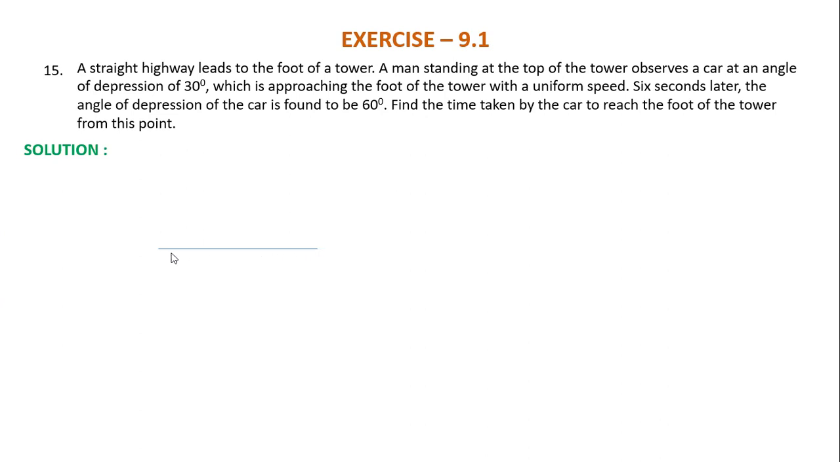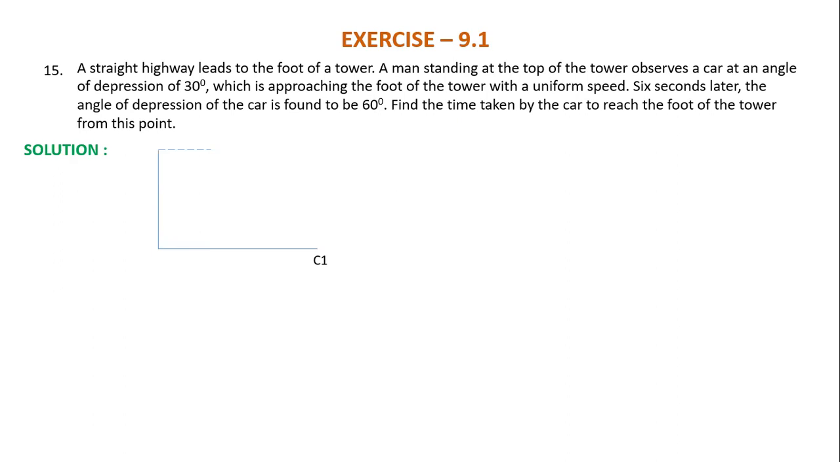This is a straight highway which is coming to the foot of the tower. So let this be the foot of the tower. A man standing on the top of the tower, that means a man standing here, observes a car at an angle of 30 degrees depression. So what happens? He sees a car which is here, that is a car in this position, C1 position.